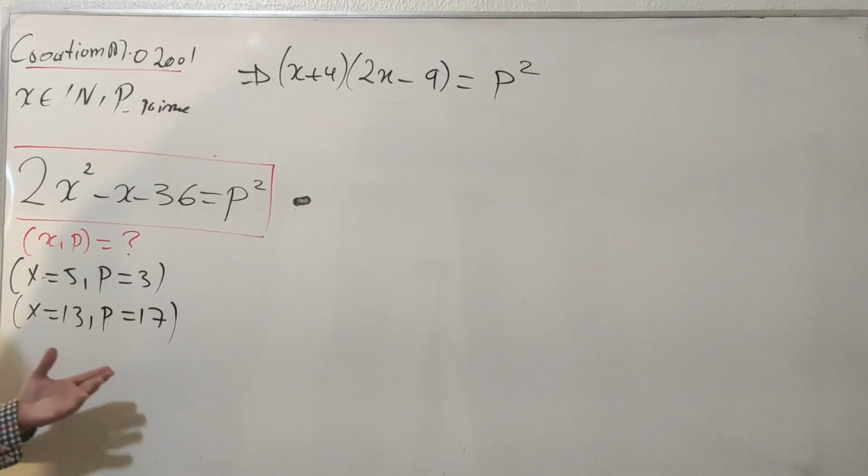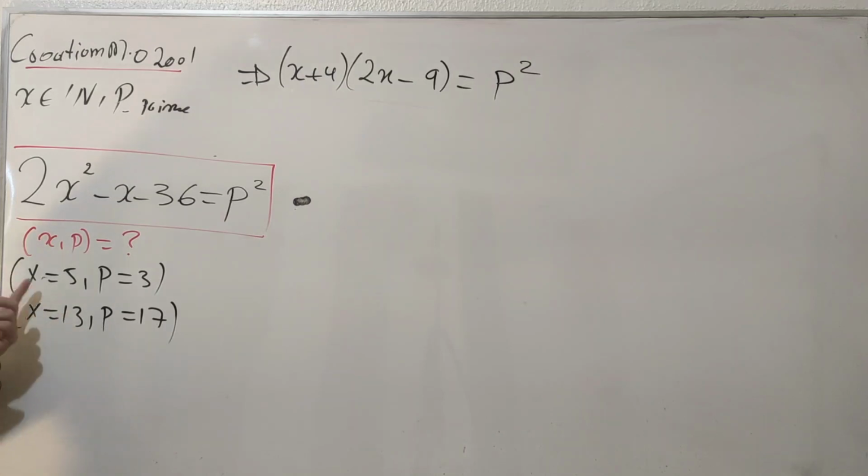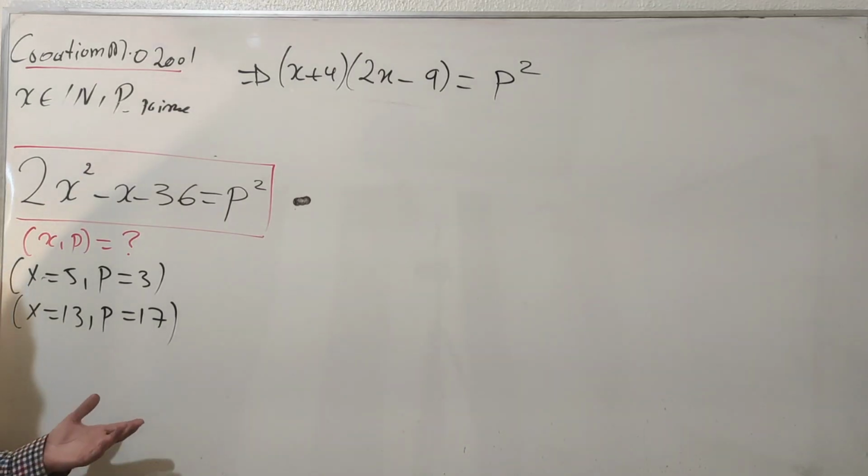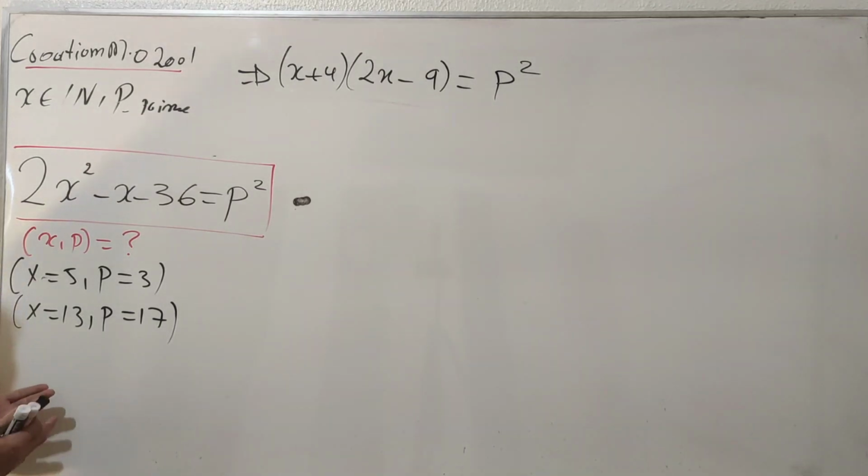Guessing and checking. By previous arguments, we found the solutions x equals 5, p equals 3, and x equals 13, p equals 7. In this method, I'm going to assume we have solutions above these solutions. Then we will have a contradiction. At the end, we have no solutions. The only solution we can find is just this one.